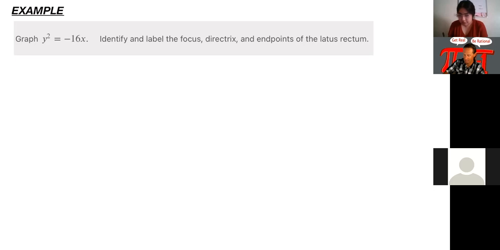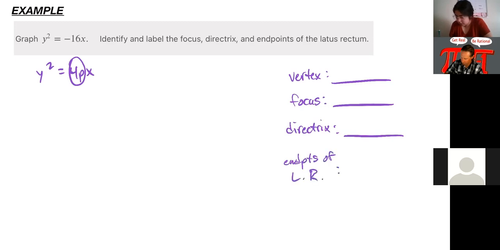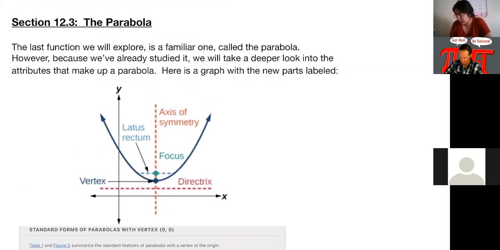Y squared equals negative 16x. This is already in the form that we prefer, which, remember, is that 4p times x. And that is going to give us what we need in order to find both that directrix and focal point, the focus. All right? Since there's no adding or subtracting to the x or the y, we know that this is centered at 0, 0. So when they asked us to find the vertex, focus, directrix, and endpoints of that latus rectum, which I think I did not cover, I want to make sure that you guys at least see what that is there.